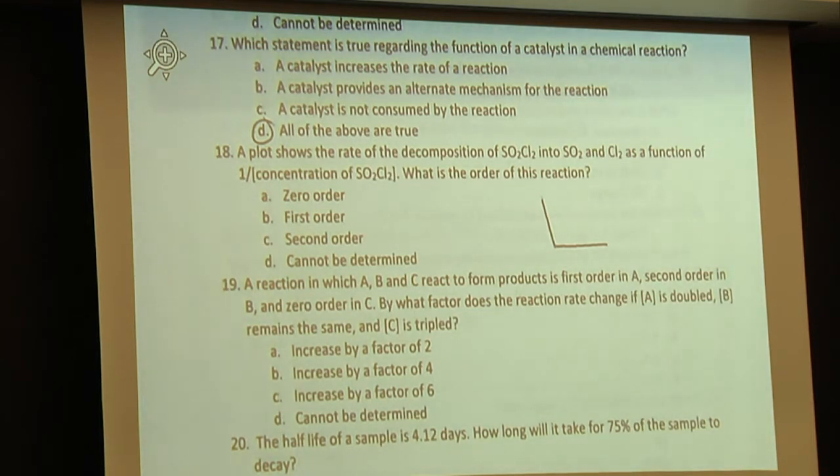Where did my paper go? Oh. It's C, second order.